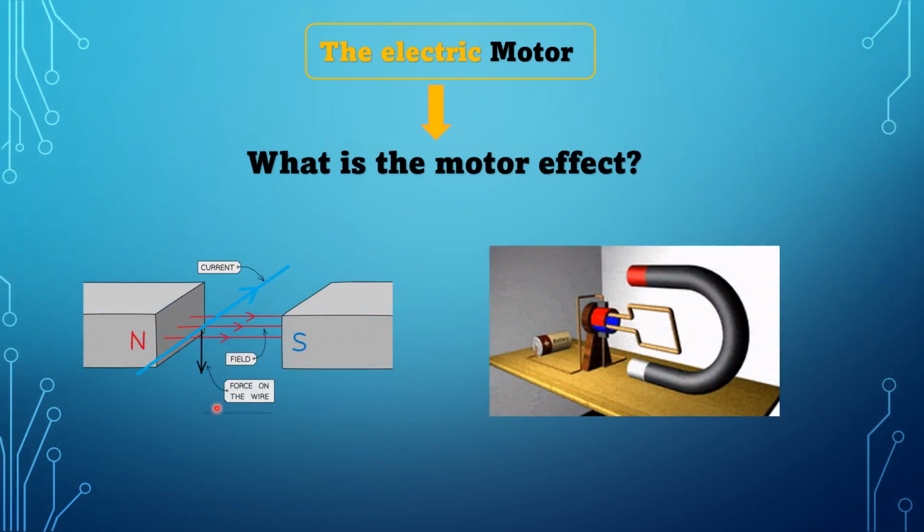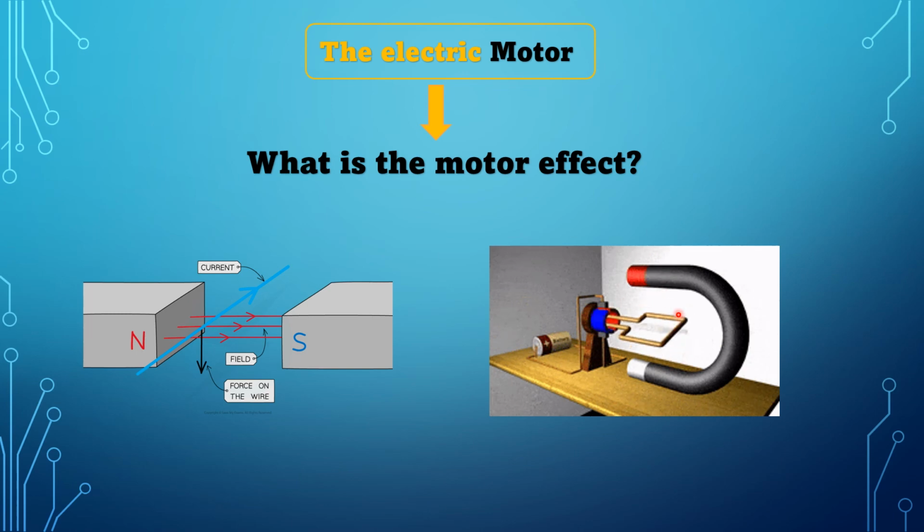What is the motor effect? This is one of the most frequent questions that everyone asks. So the motor effect is basically a wire that's carrying a current creates a magnetic field. And this can interact with another magnetic field that causes a force that pushes the wire at a certain angle, which causes the coil to rotate. And this is what we call the motor effect.